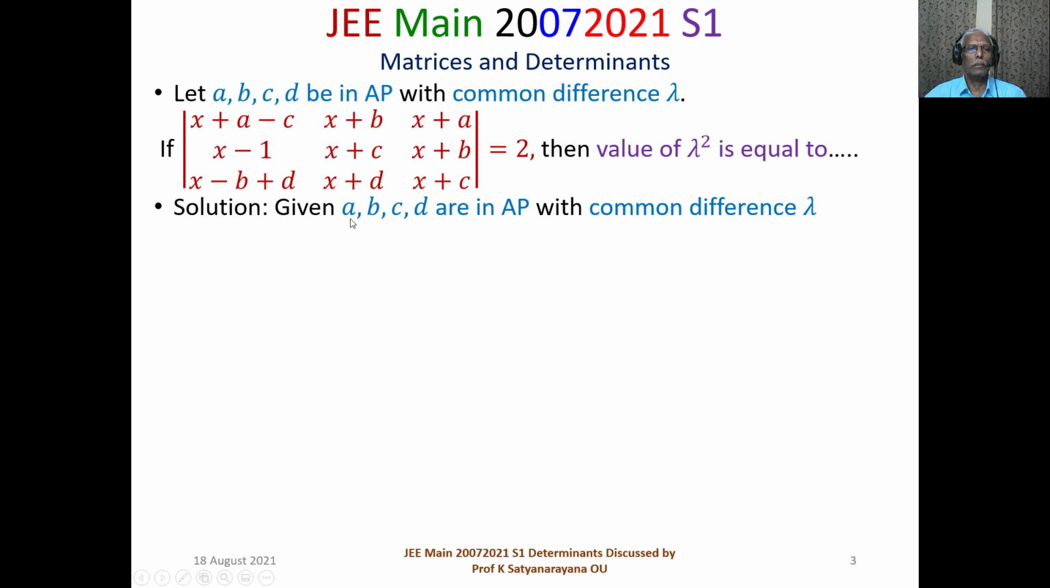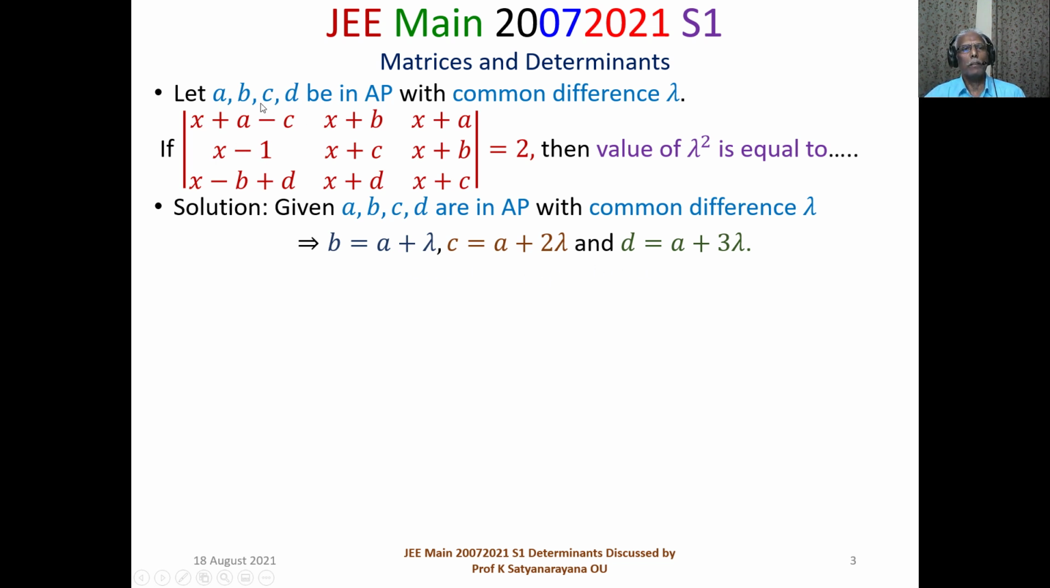Now A is the first term, B is the second term. The second term of AP is A plus D, that is A plus lambda. C, the third term, will be A plus 2D, that will be A plus 2 lambda. D, that is the fourth term, is A plus 3D, that is A plus 3 lambda. So therefore, B is equal to A plus lambda, C is equal to A plus 2 lambda, D is equal to A plus 3 lambda.